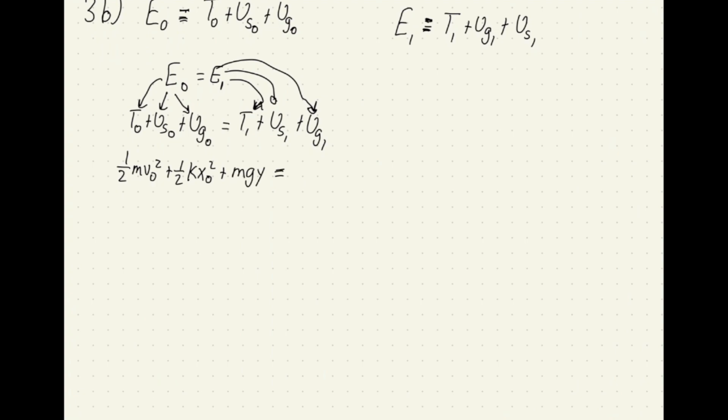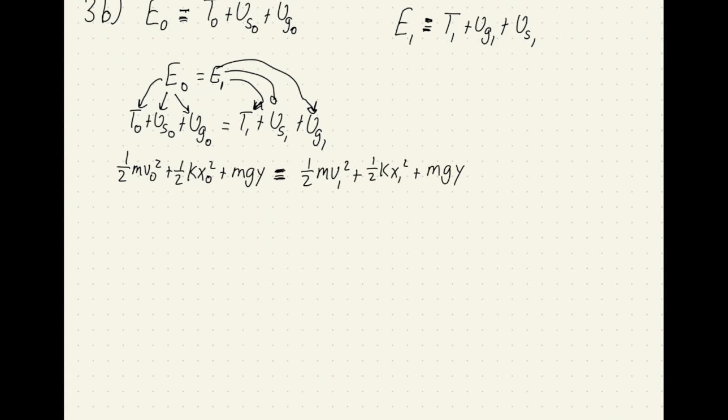And we don't need to worry about it being y0 or y1 because it's always the same y. It's a horizontal oscillation, so y0 is equal to y1 is equal to y. Then for T1, I will call that 1/2 mv1 squared. For Us1, I'll call that 1/2 kx1 squared. And for Ug1, we'll call that mgy.